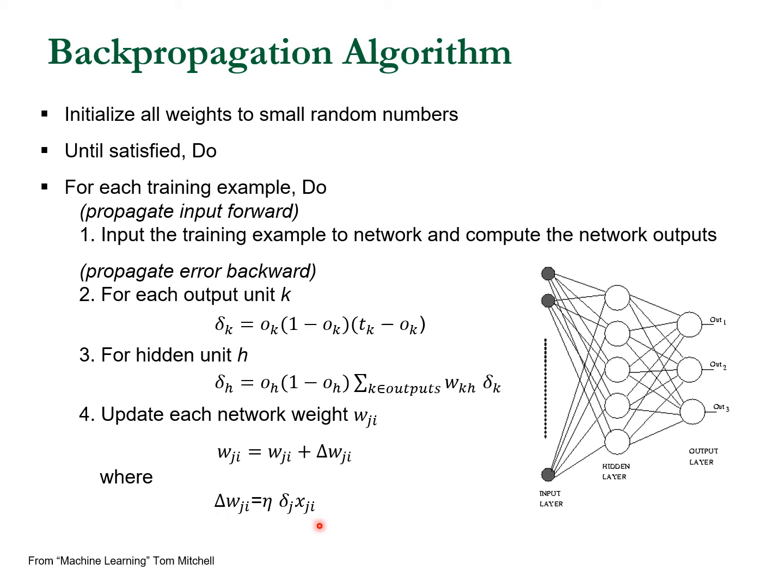By doing so, we are able to compute the delta value, and now we can update the W value by using this formula. So that's the basic structure of the backpropagation algorithm. And in the next slide, I'm going to explain how these formulas are derived.